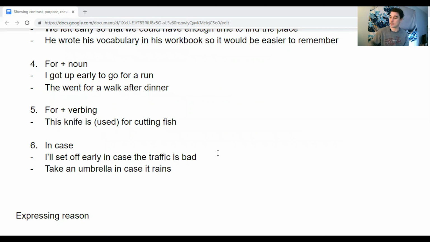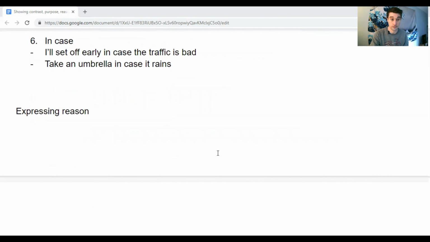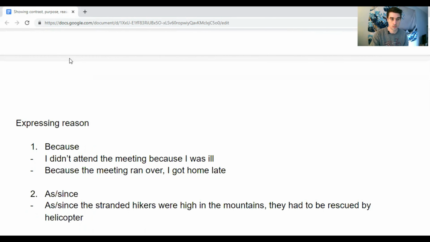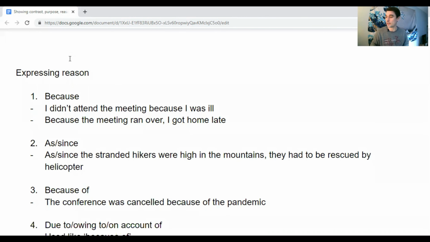Let's move on now to look at expressing reason. Now, when we're expressing reason, we can use a few different ones. Now, the easiest way to express reason, of course, is to use because. So when we use because, it's just the simplest way, plus verb. I didn't attend the meeting because I was ill. Okay, because the meeting ran over, I got home late. So you can see we can use because in the middle of a sentence, or we can use it at the start of a sentence.